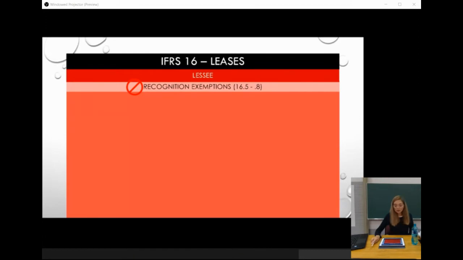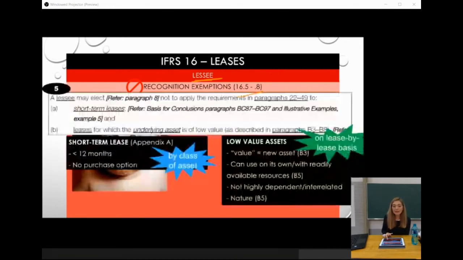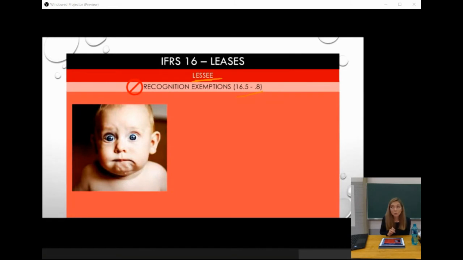Okay, so with regard to the recognition exemption, which we find in paragraphs 5 to 8, remember that this is only available to the lessee, so not to the lessor. When we get to the lessor next week, these recognition exemptions are not available to the lessor. If you look at all these requirements now for a lease liability and right of use asset, you might think, oh gosh, that's a lot of admin just for a small lease transaction. And that's why the standard includes these recognition exemptions.